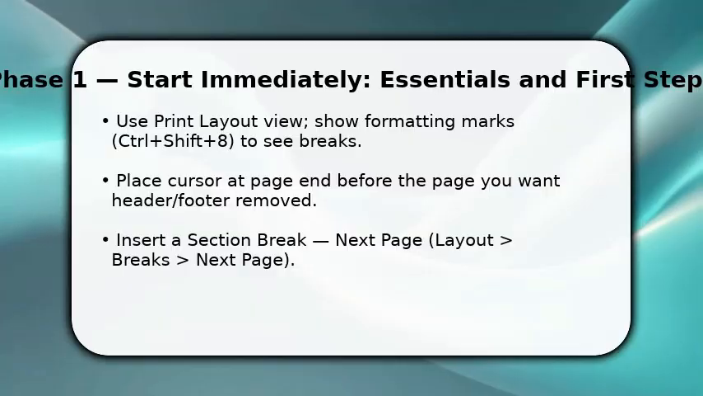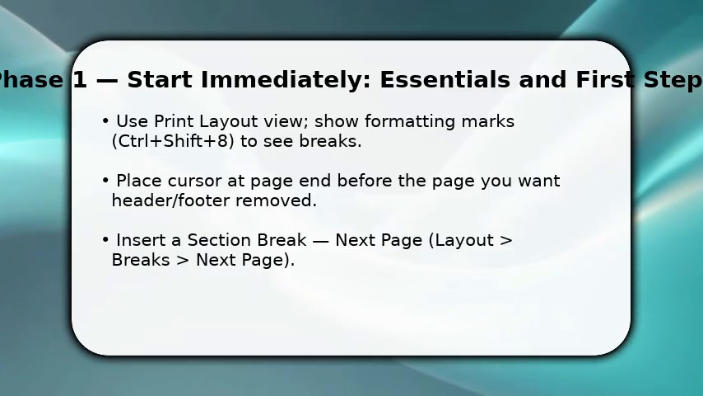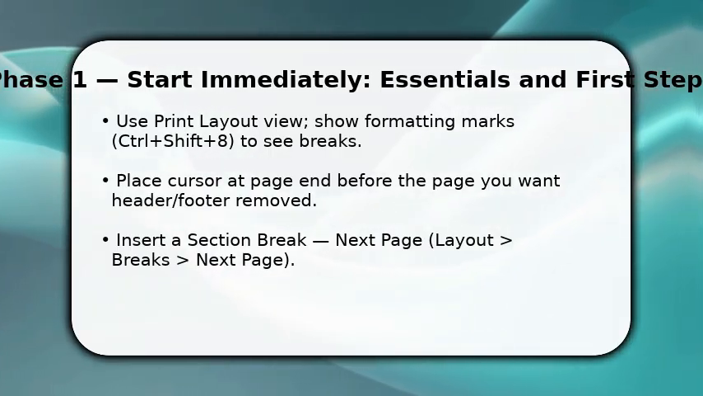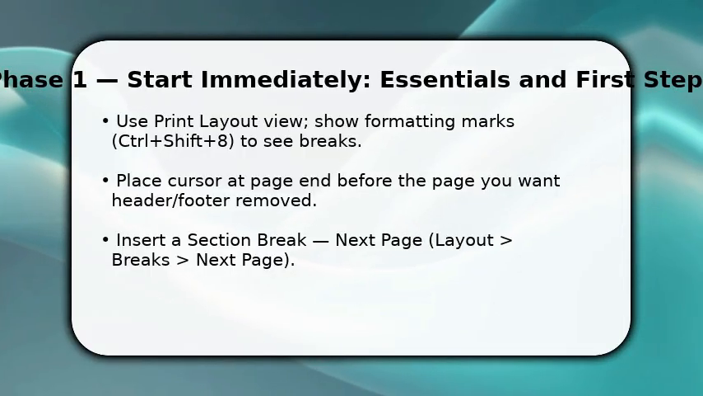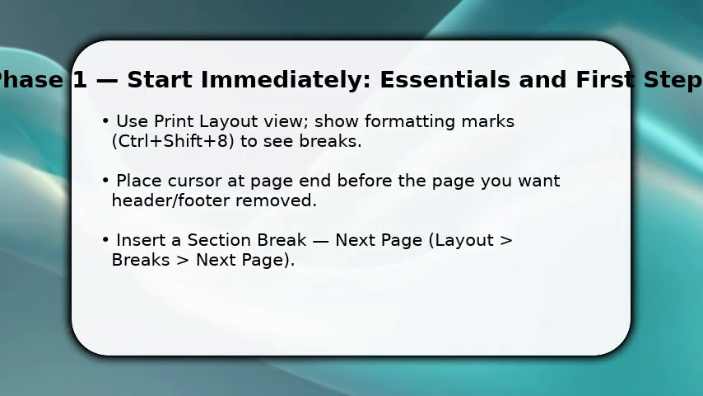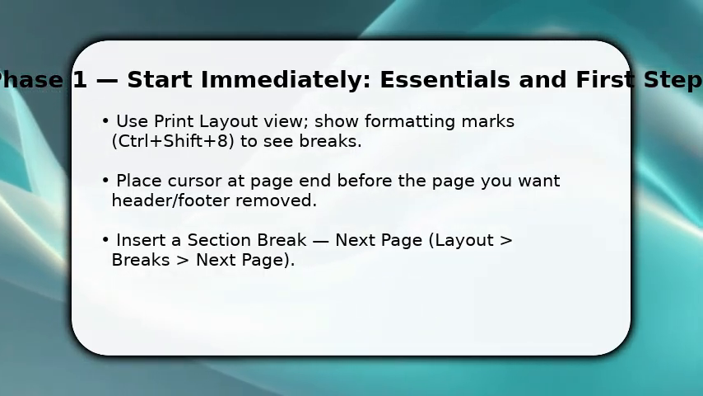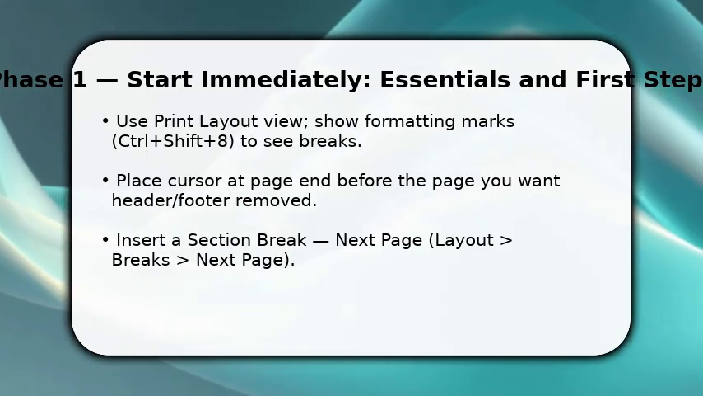Enjoy the video. You begin by preparing the document. Switch to print layout and turn on formatting marks so you can see exactly where pages and breaks are. Next, place the cursor at the end of the page before the one where you want the header or footer removed and insert a section break next page. This creates a new section.